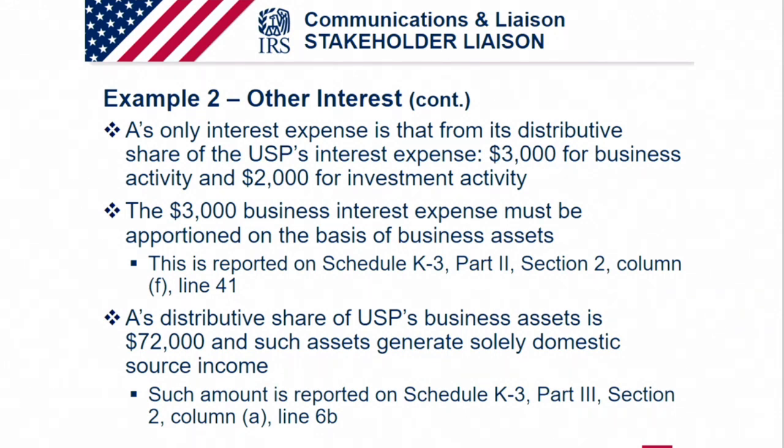So $3,000, again, is apportioned to U.S. source income by the partner and does not need to be reported on the Form 1116. But we still have the $2,000 of investment interest expense that does need to be apportioned on the basis of investment assets. And again, just like the business interest expense, the investment interest expense will also be reported on Schedule K-3, Part 2, Section 2, Column F, but it will be reported on line 42, which is designated for the investment interest expense, whereas line 41 is designated for the business interest expense.